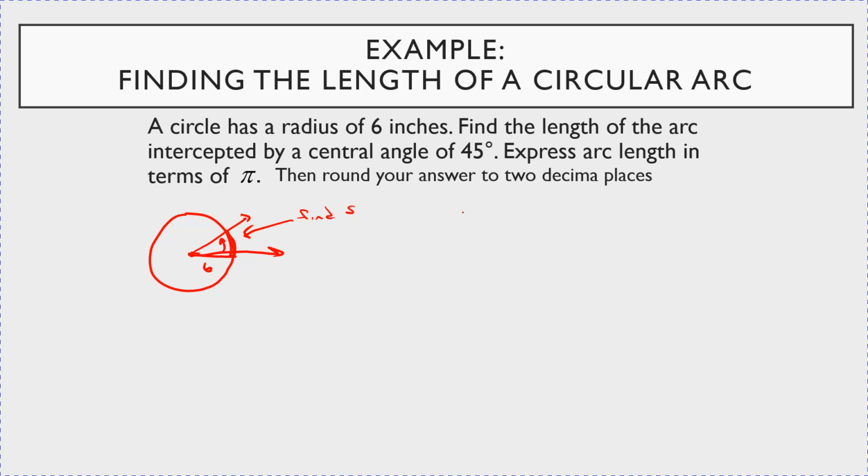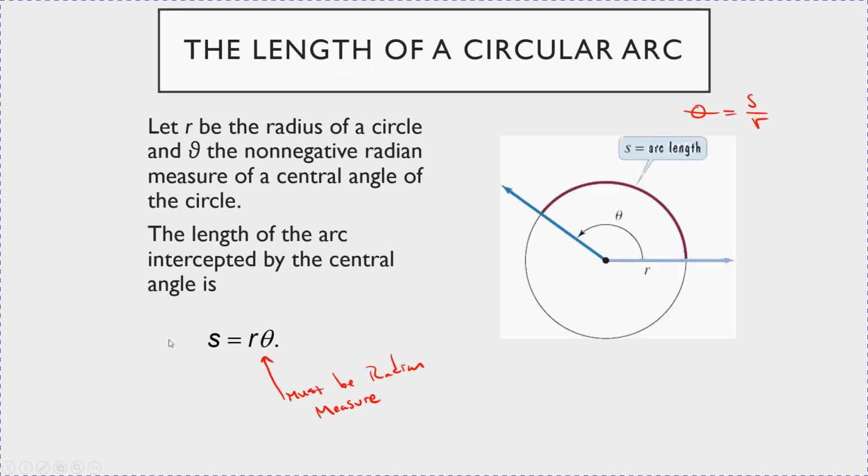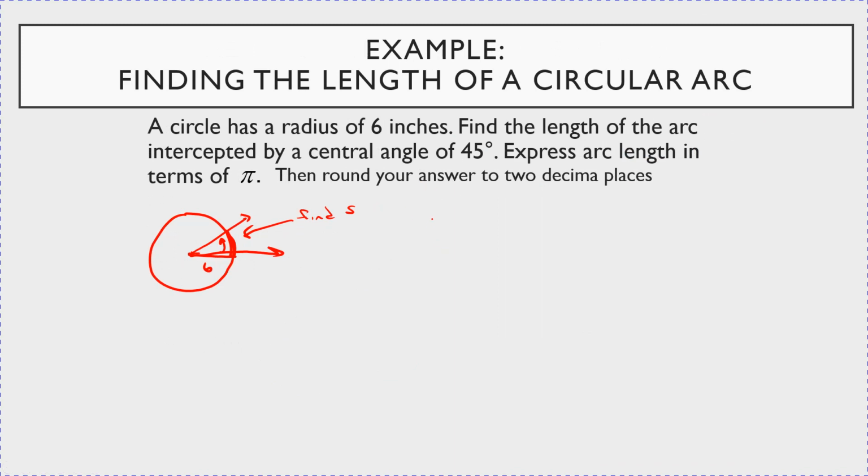All right, so the first thing you need to do is convert. Remember the formula, S is equal to R times theta. You need to convert it in terms of radians. So you're just going to multiply this by pi radians over 180 degrees. The degrees cancel out here. 45 divided by 180 is 1/4. So this is just pi over 4 radians.